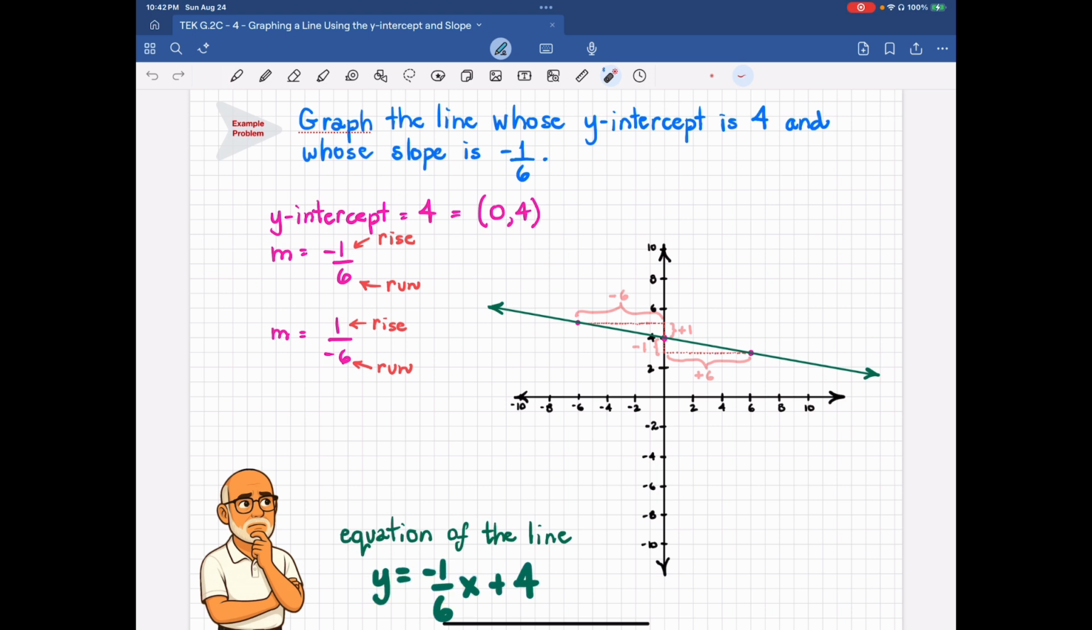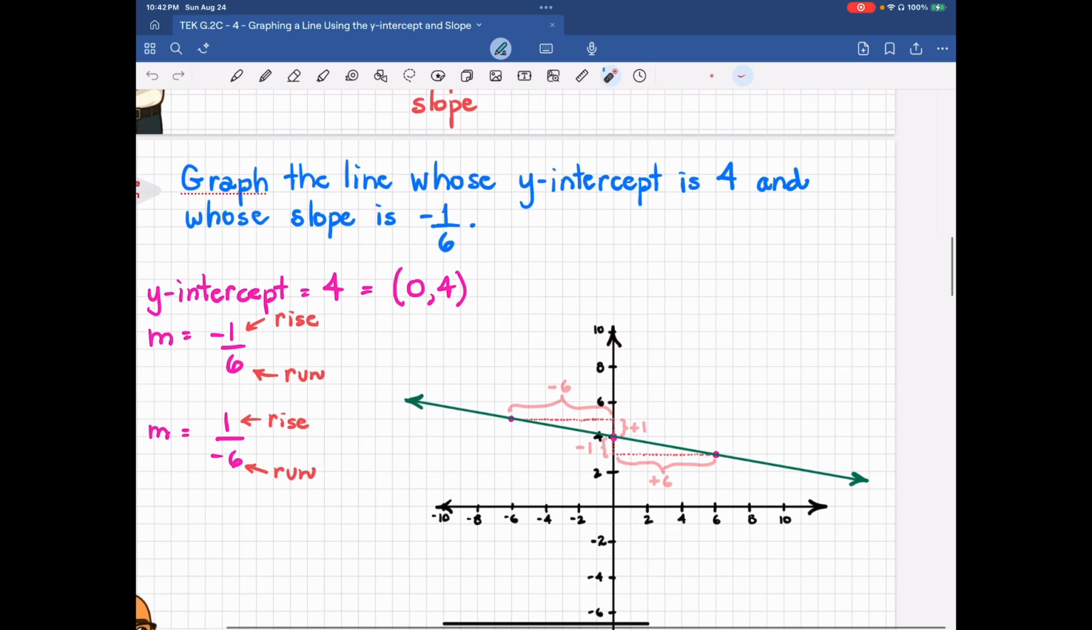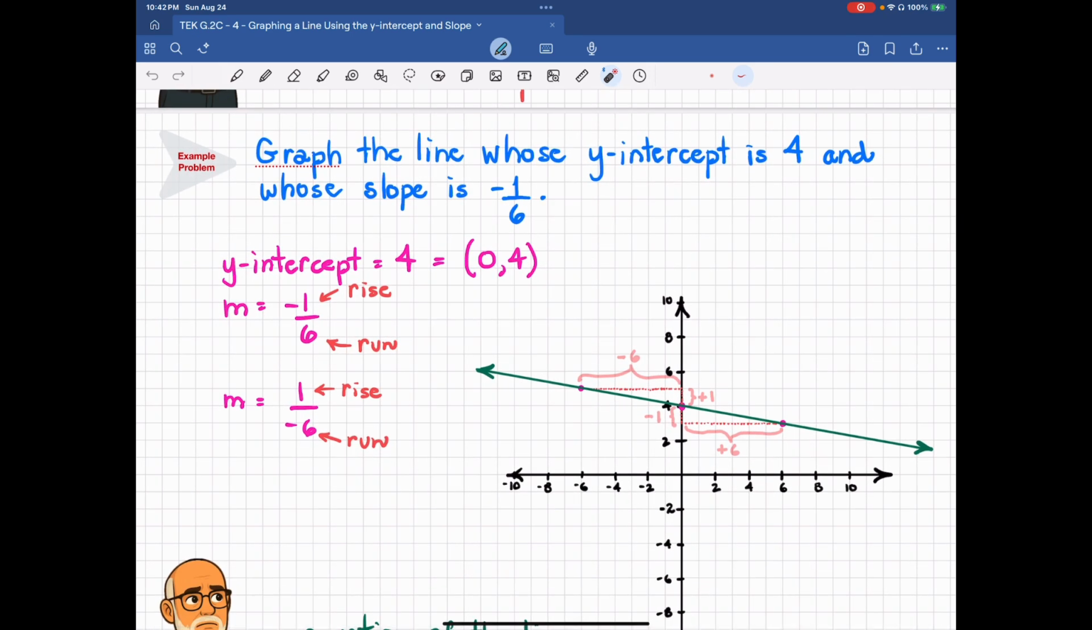So our first task is to graph the y-intercept. We know that it hits at 0, 4. So I'm going to come over here, and I'm going to put a dot at 0, 4. Now I'm going to take this slope right here, negative 1 over 6. I'm going to start where it crosses the y-axis at our y-intercept. This slope tells me I go down 1, and then I go forward 6. Down 1, forward 6.